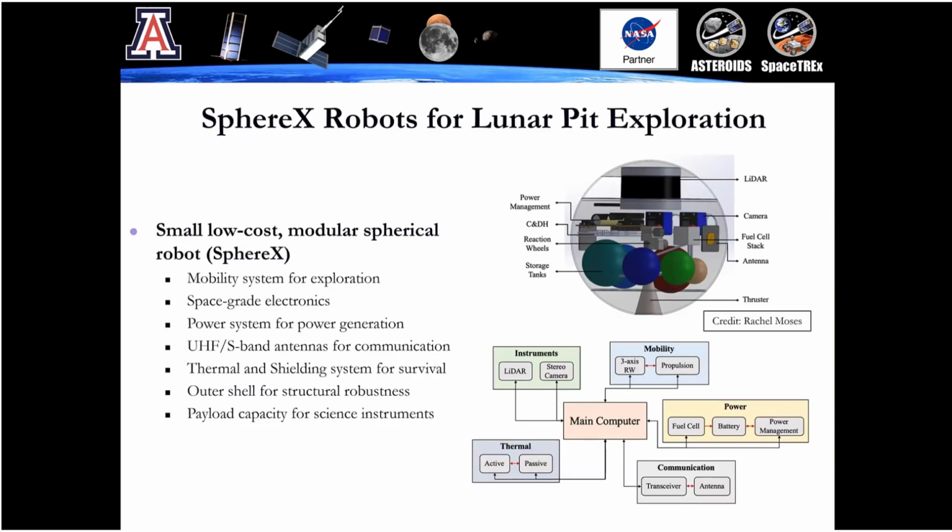So one of our concepts for exploring the lunar pits and lava tubes is the SphereX robot. And these robots are spherical in shape, as you can see here, and they contain in them a propulsion system to hop and fly, in addition to a state-of-the-art navigation system consisting of stereo cameras and LiDAR, in addition to onboard computing, a CNDH, in other words, power management, using fuel cells, and radio antennas for communication. So you see here this overall concept of our SphereX robot.